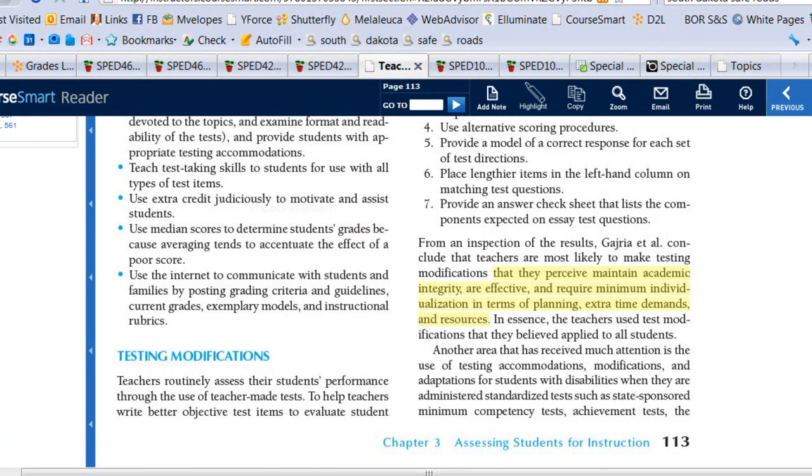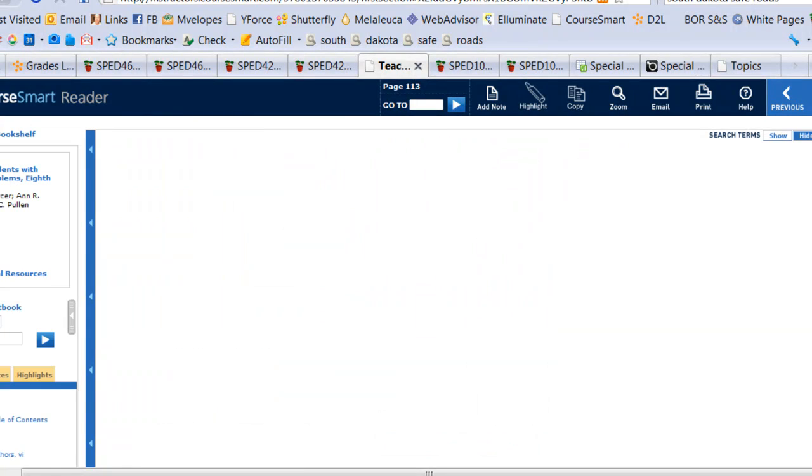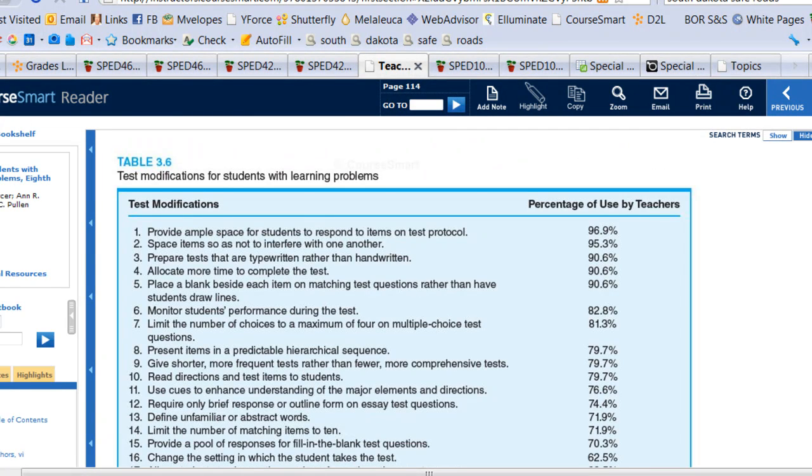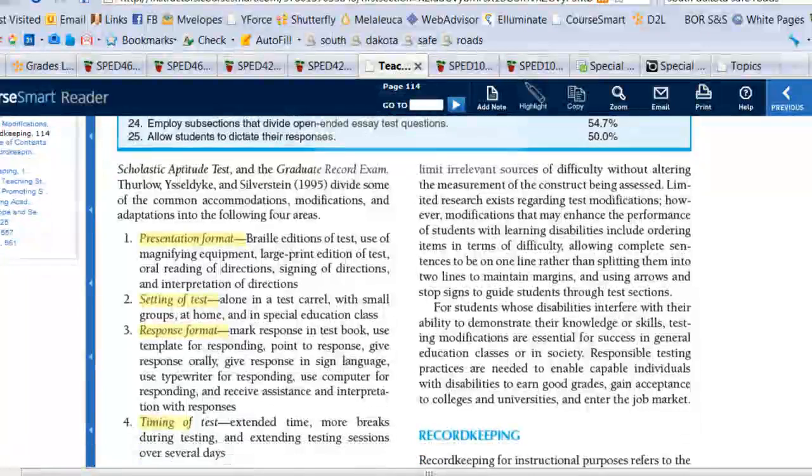So what he found was these 25 things listed, teachers felt it still maintain academic integrity, which to us as teachers, as it will be for you, is important. They're effective in helping the student do better and require minimum utilization of terms of planning, time, and resources. There it is. I tore it out of here.